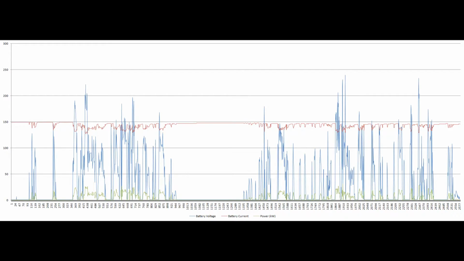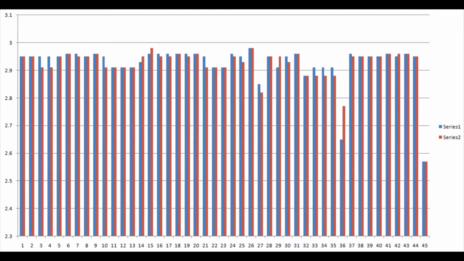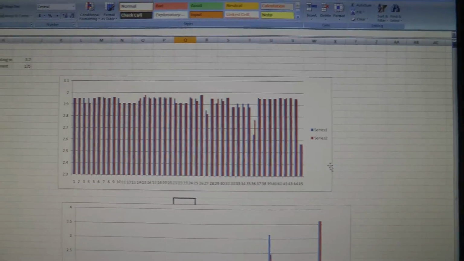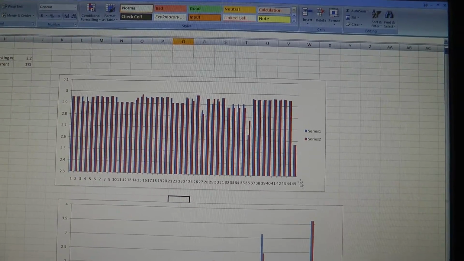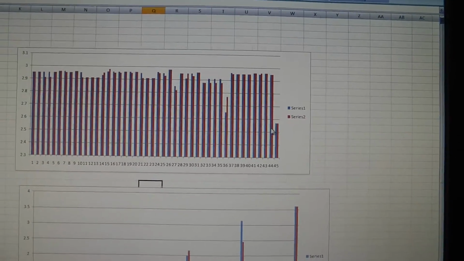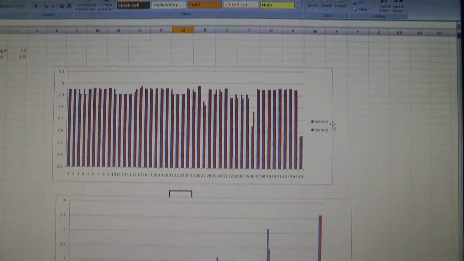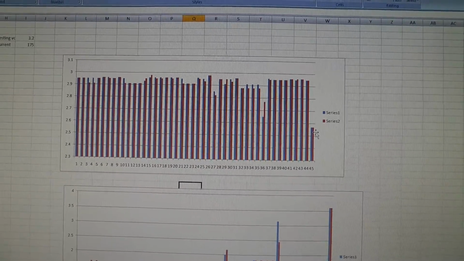Here's a graph of the data from that longer run. The red is battery voltage, blue is battery current, and green is power in kilowatts. And here is a graph of all the individual battery voltages at a current of about 175 amps. There actually is a problem here. Several of the batteries have a much higher internal resistance than all the others. The particularly worst one, number 45, was sort of the oddball battery. That was the one that was shipped alone, not strapped together, so maybe that was an older battery or had something wrong with it.